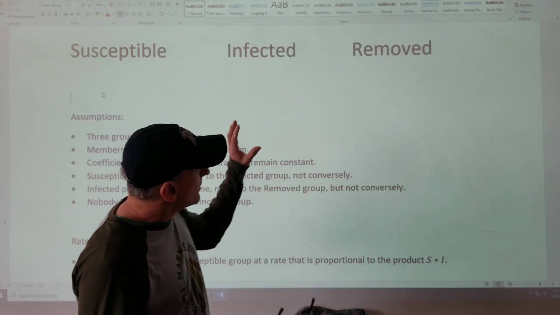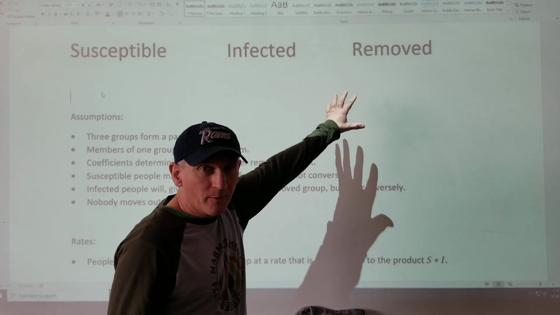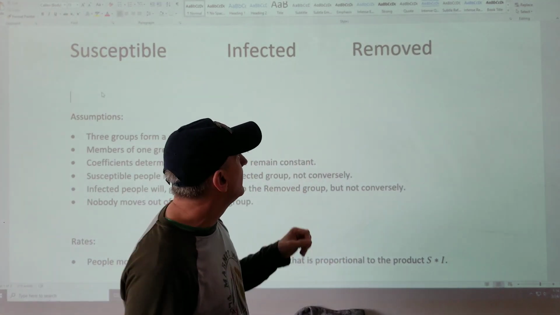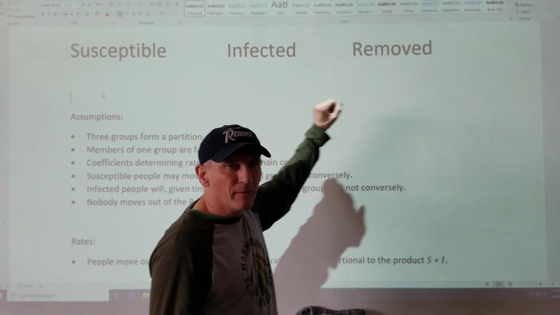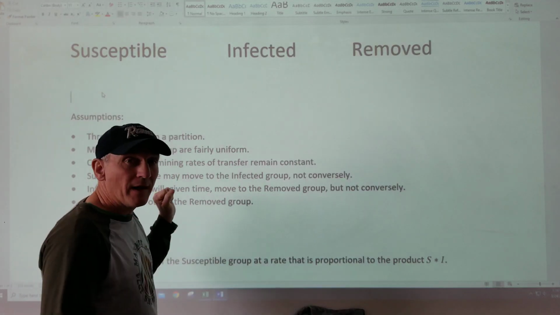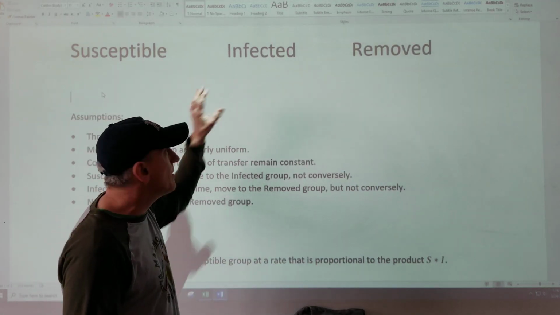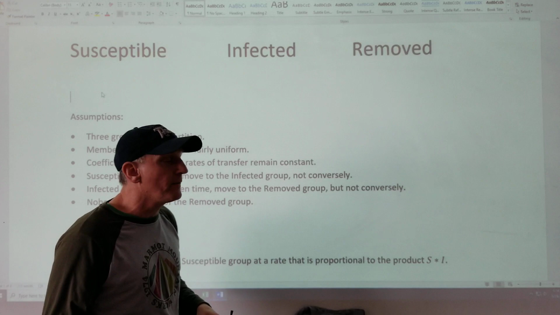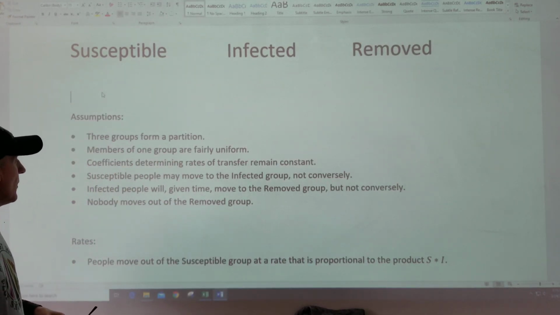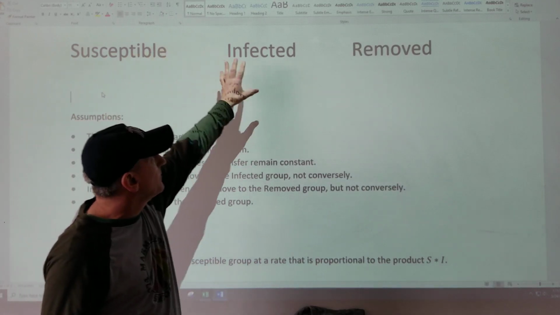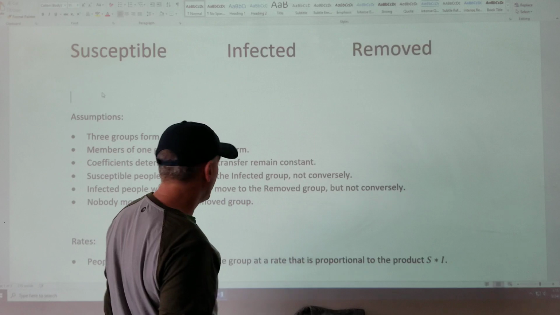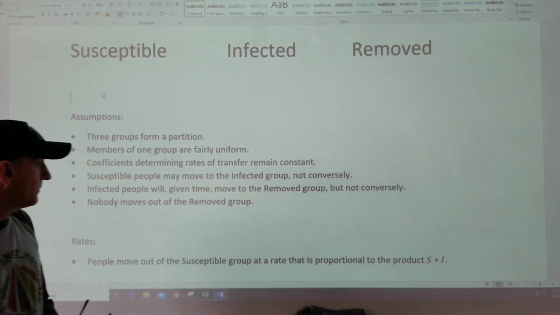So when you get to the removed group, it doesn't mean they're going to put you out in the woods for half a year. It doesn't mean you're removed from society. You are removed essentially from the model in the sense that you cannot infect anybody and you cannot be infected. So you're not part of that calculation anymore. So that's what the removed group is. So one more time, you can move from here to here and you can move from here to here, but nobody moves back in this direction. Those are some of the assumptions.